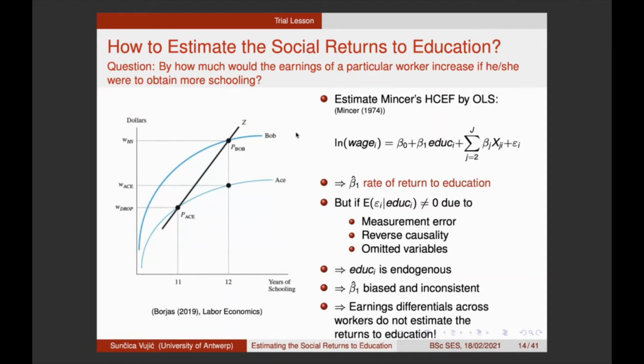You also see these two blue curves. We call them a wage schooling locus. What does this mean? It shows all the combinations of different years of education and the acquired wage. But you also see that Bob's wage schooling locus is above Ace's wage schooling locus. And you might ask, why is that? One reason is that Bob is more able, has more ability, more persistence, is hardworking, or has other unobservable characteristics which we cannot measure in the data.